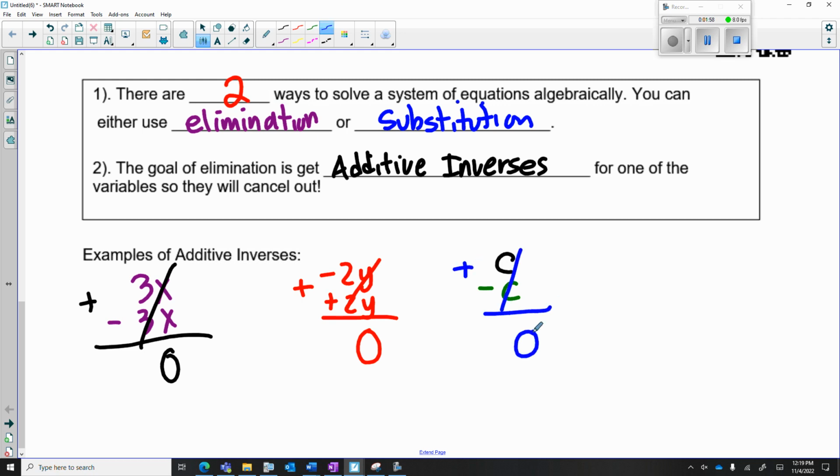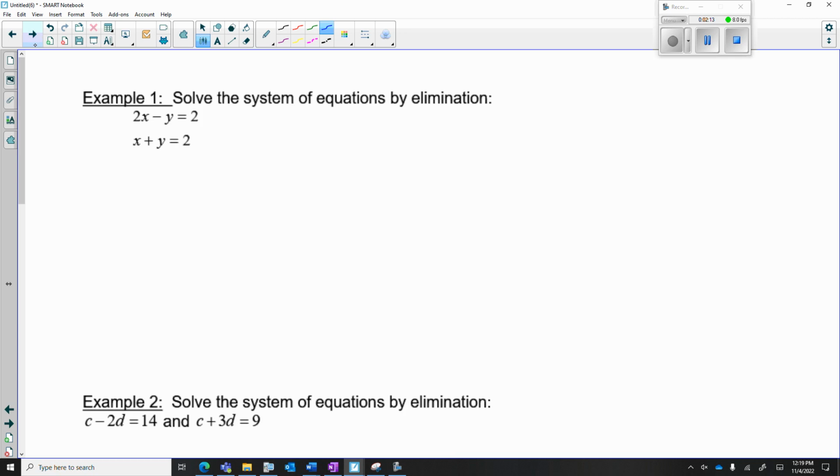So basically you want the coefficients to be the same, 3, 3, 2, 2, 1, 1, but one positive and one negative. So when you add them, you'll get 0, and you'll basically cancel out one of the variables, and you'll be all in terms of the other one. You have actually seen this before. So let's take a look at this first example here.